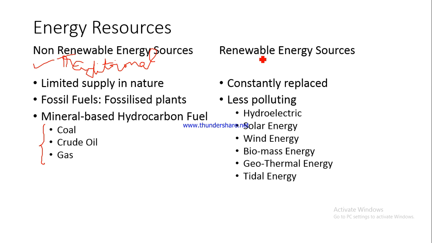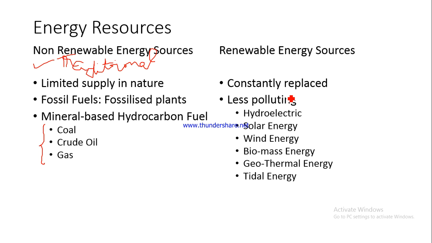Now if you look at the renewable energy sources, you would find that their supply is unlimited in nature, and that is why we are saying that they are constantly getting replaced. So even if we consume some of them, they get constantly replaced. So since their supply is endless in nature, they are known as renewable energy sources. So we don't need to worry about these energy sources getting consumed. And I've told you that the other term for renewable energy sources is the non-conventional energy sources or the non-traditional energy sources, right?